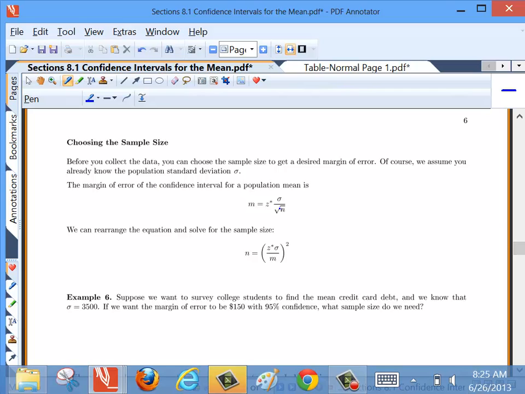The margin of error is, oh, sorry, my z-star keeps coming in from my other notes. Okay, so your critical point times your population standard deviation over the square root of n. Okay, now this is the equation that tells you your margin of error. So if you want to figure out how big of a sample size you need, you just do the algebra, rearrange your equation, and solve for n. So you'll end up with this formula. Okay, so critical point times standard deviation over your desired margin of error, squared.